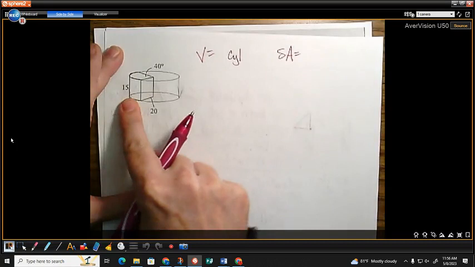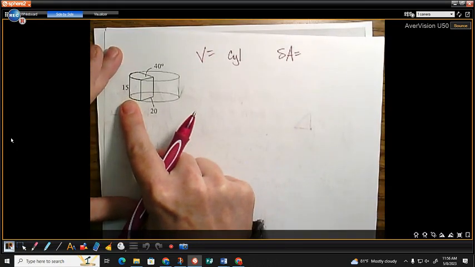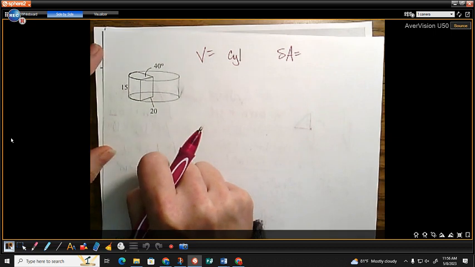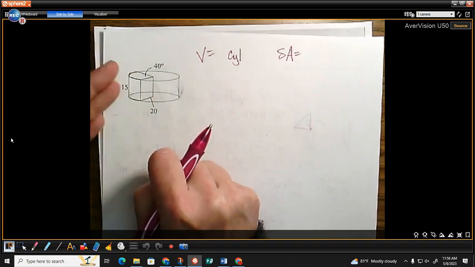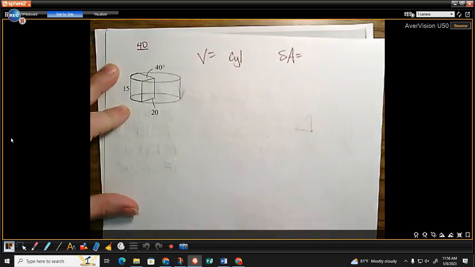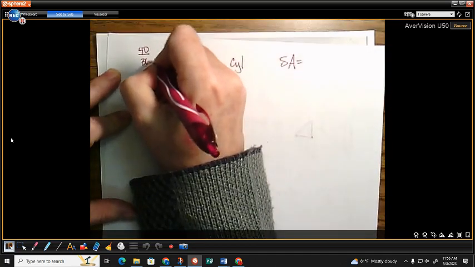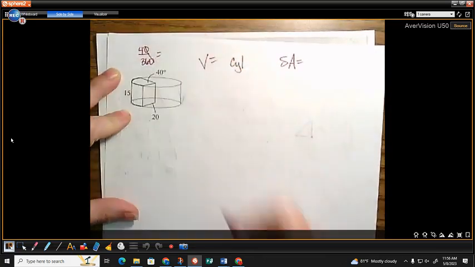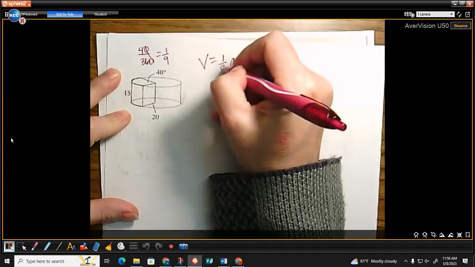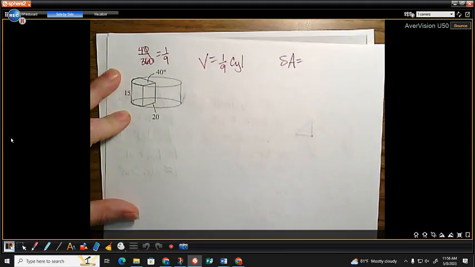Am I doing the full cylinder? No. How much of the cylinder am I going to do? That looks like just a slice of it. How big a slice? 40 degrees out of 360, which of course simplifies down to 1/9. So I'm just going to need 1/9 of the cylinder.